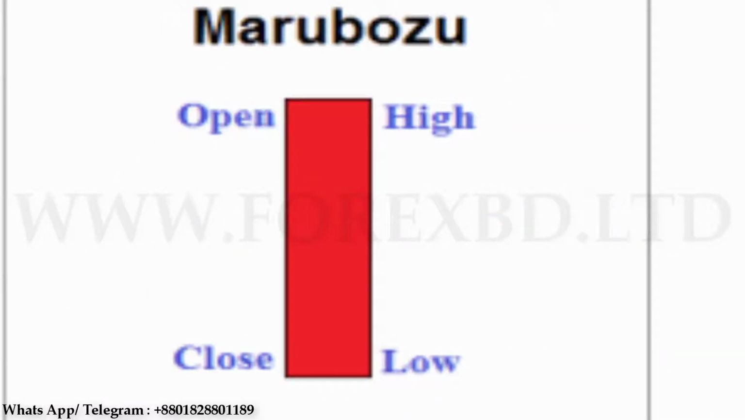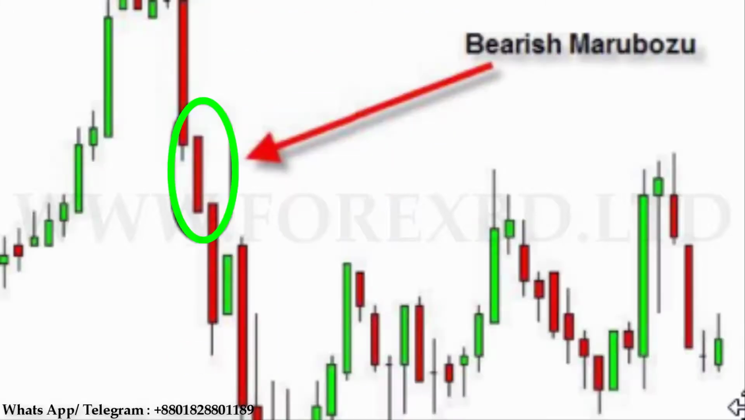Black Marubozu. If there is no shadow of even a small amount on a candle, that candlestick is called Marubozu. The candlestick that has opening price equal high and closing price equal low is called black Marubozu. Usually when a bearish black Marubozu appears, the market maintains downtrend continuation.